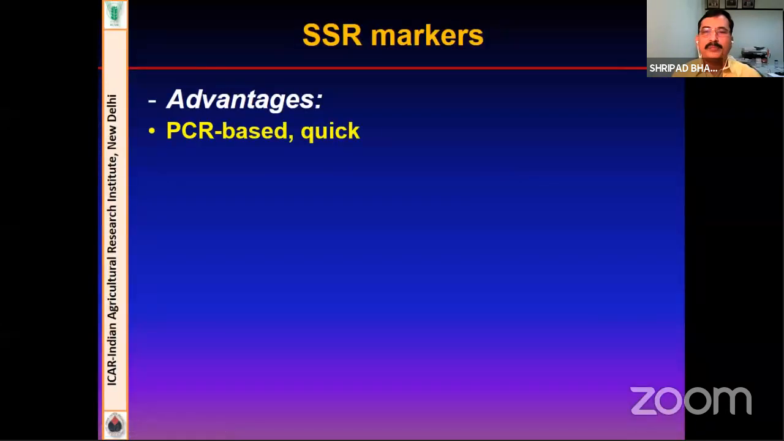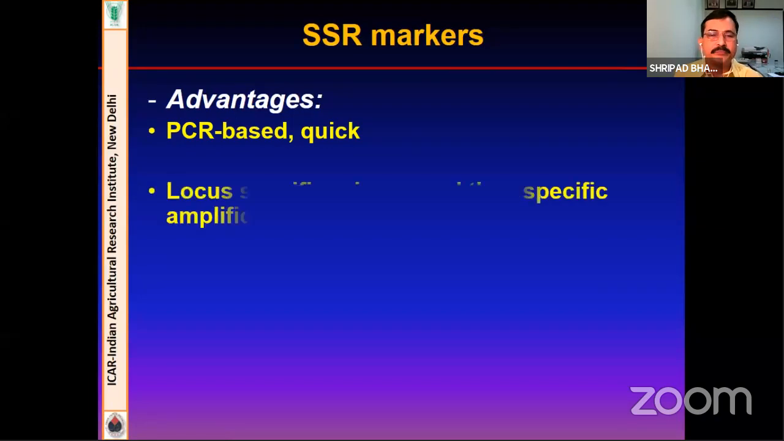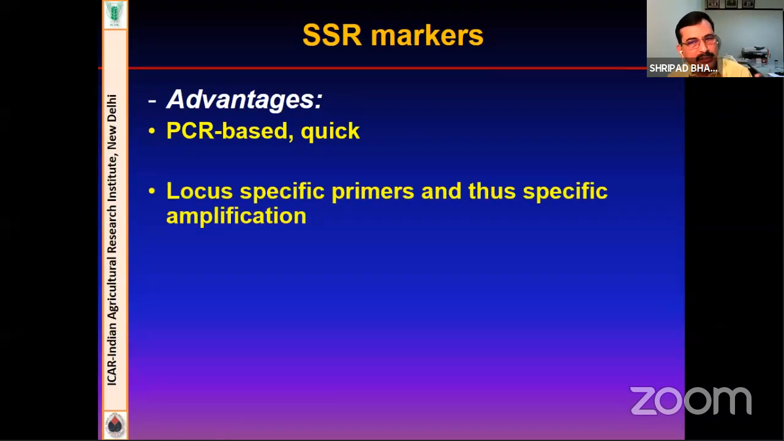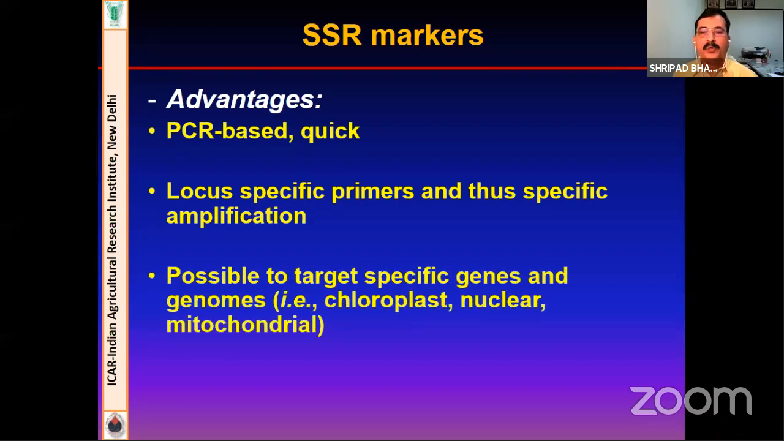So friends, the advantage of this PCR-based marker is that it's very quick and locus specific, because it will not change. If you compare this marker with RAPD, if you see the terminology, RAPD means what? Random. It will bind anywhere and everywhere. But this SSR will bind to a particular specific site on the genome. It's possible to specifically amplify nuclear DNA, chloroplast DNA, or mitochondrial DNA. And the most important advantage of this marker is that it is co-dominant in nature. Again, I'm repeating, what is co-dominant? It means it will amplify both the alleles, the allele from father and the allele from mother.